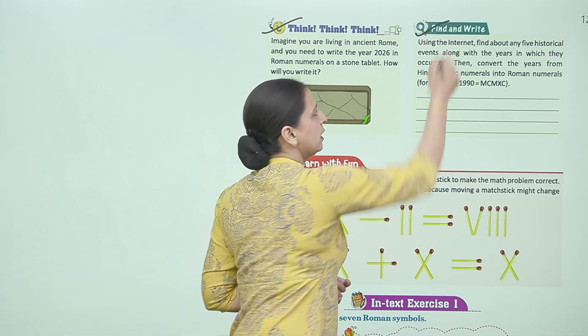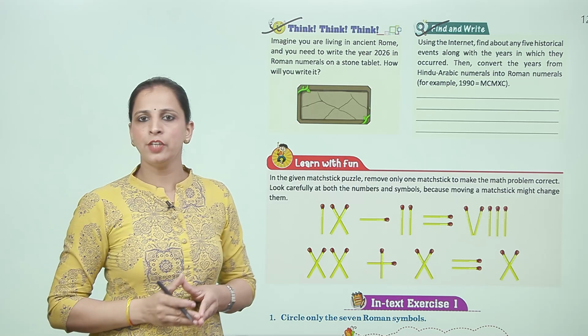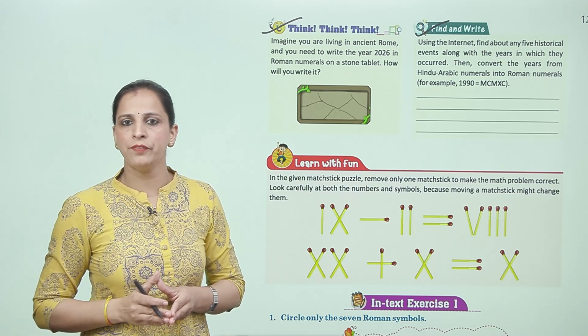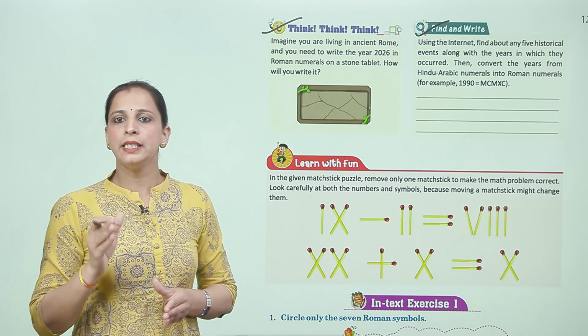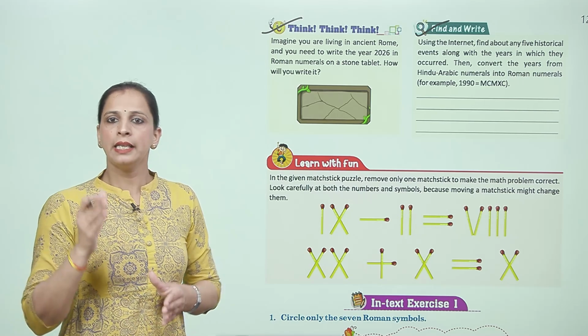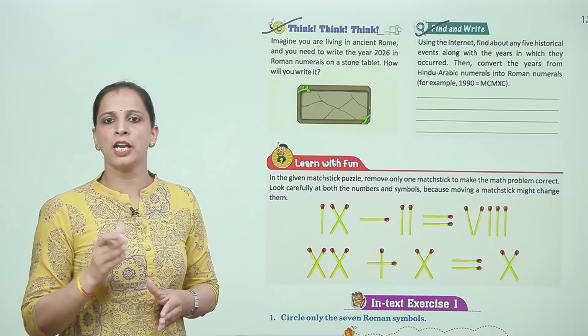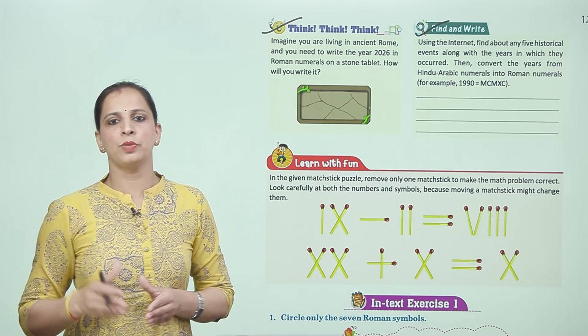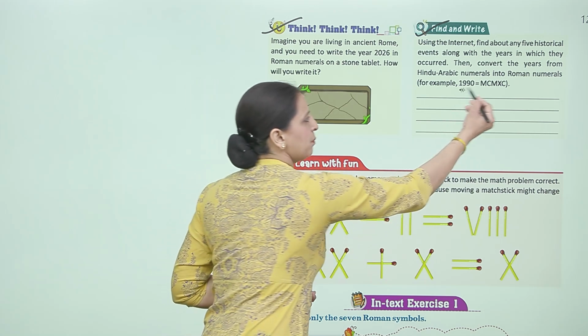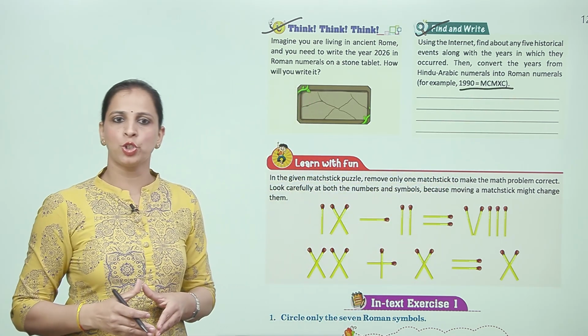Now next, find and write. Using the internet, find about any 5 historical events along with the years in which they occurred. Then convert the years from Hindu-Arabic numerals into Roman numerals. For example, 1990 is MCMXC. तो बच्चों ये क्वेश्चन आप खुद ट्राई करेंगे.